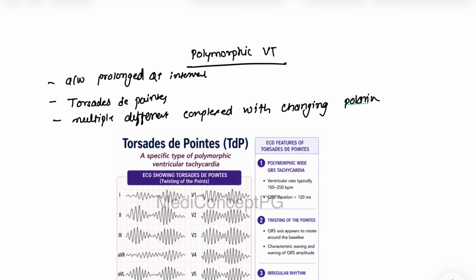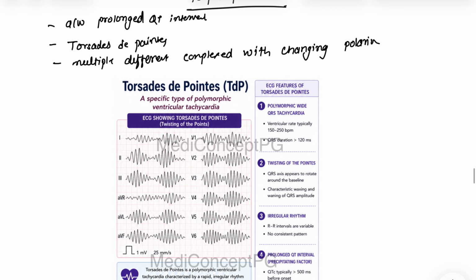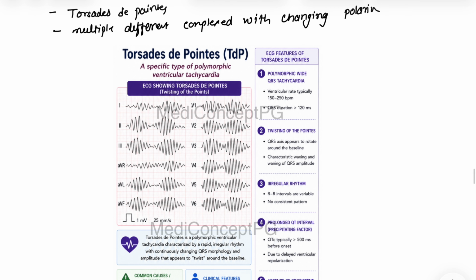Now, what do you mean by different complexes with changing polarities? So this is the ECG of Torsades pointes. You can appreciate there is a change in the polarity. This is your lower pole, and this is your lower pole, and in between it's a high pole. So it is like changing polarities, multiple polarities, right? So ventricular rate is typically 150 to 250 beats per minute, and the QRS complex is more than 120 milliseconds.